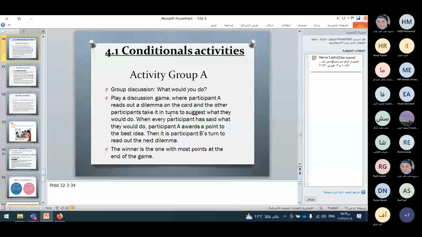You can divide students into groups, and you have cards having the dilemmas or the problems, and you give them clear instructions on how to use these cards or this activity. Again, I'll remind you, it's called What Would You Do? By the way, when they provide the solution, it is in the form of the conditional, the second conditional in particular, because it's entitled What Would You Do?